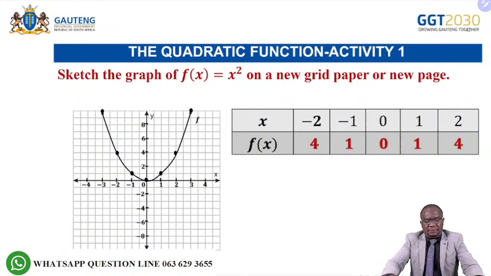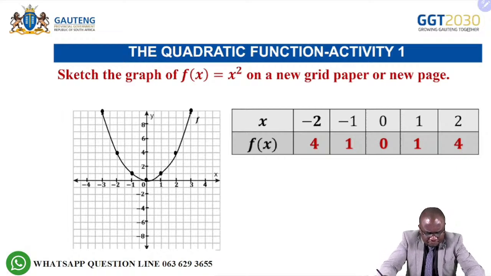Okay, because of time, I'm going to do the plotting and then we discuss. Is that fine? Okay, I want you to learn something. We've done the plotting, grade 10s. If we're going to plot together, we'll need another 1 hour. So I will do the plotting, then we discuss. But if you need time, I want you to understand, all of you must understand. Please send us your questions. 063 629 3655. Okay, if there's something you have missed, 063 629 3655. Please feel free.